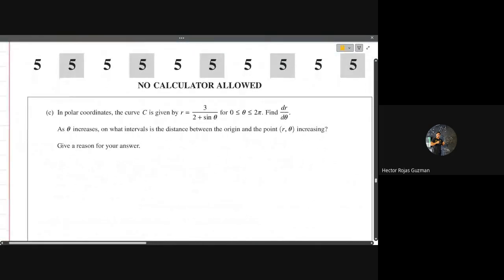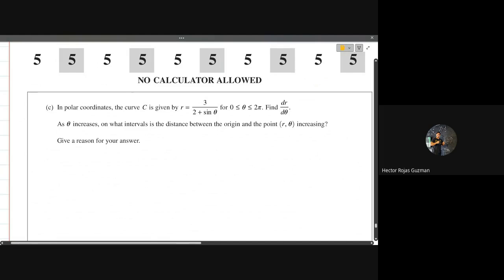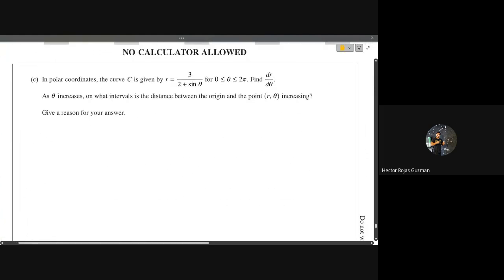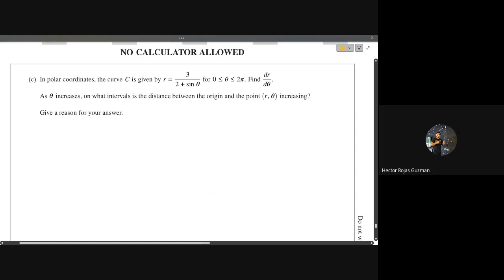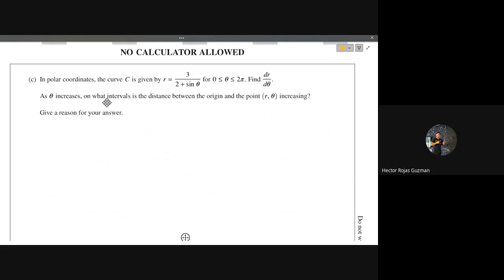Part B. Or part C. In polar coordinates, we're given an equation for the radius r. Find dr d theta. As theta increases, on what intervals is the distance between the origin and the point increasing? So the key word right here is increasing, right? That's going to tell me automatically that my steps are going to be find my derivative, set it equal to 0, get some critical points, and do a number line. And they already explicitly told me that I should find a derivative anyways with respect to theta.